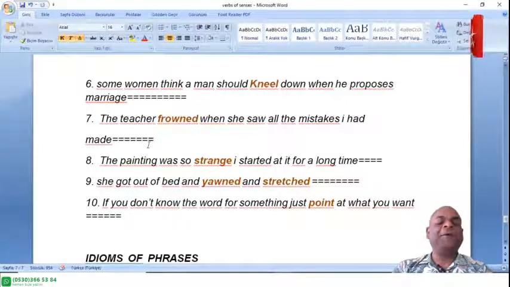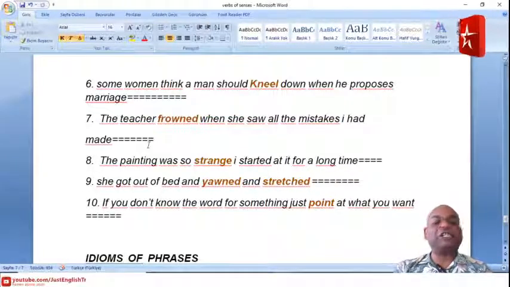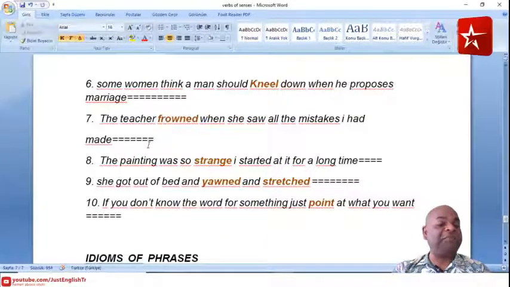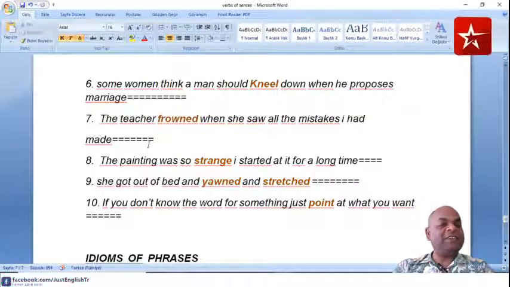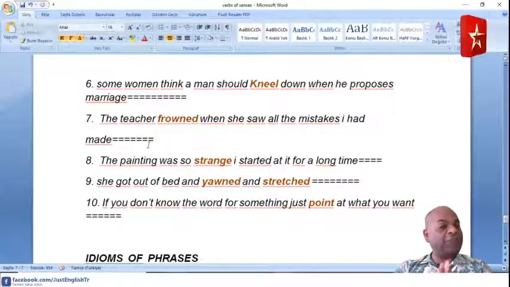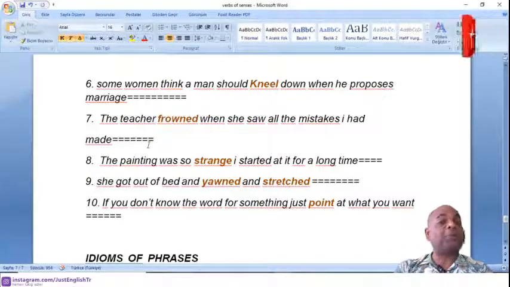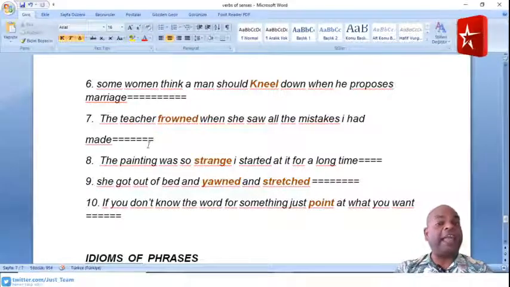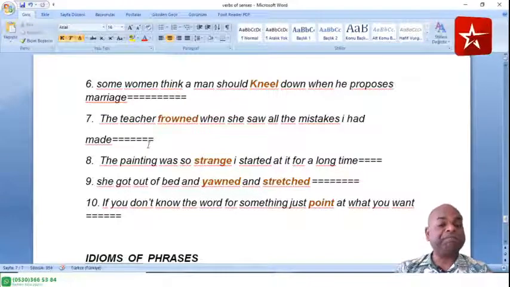Number 7. The teacher frowned when she saw all the mistakes I had made. Now, is your answer head or forehead or eyebrows? There we go. Your answer is eyebrows. Well done. Or you can say forehead. It's okay still. Not to worry. Both are acceptable.